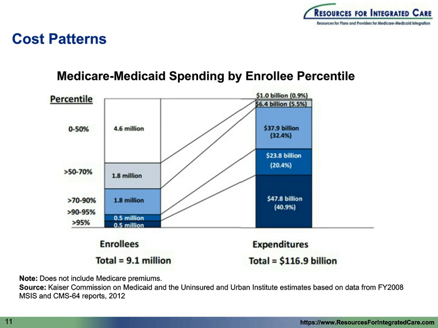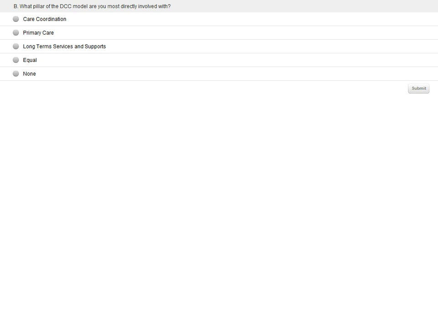So before I turn this over to Dr. Burrows, I would like to ask one additional polling question that will hopefully guide his part of the presentation here. The polling question is, what pillar of the DCC model are you most directly involved with? Care coordination, primary care, long-term care services and supports, equal, or none? So if you could submit your answer, Dr. Burrows will review it shortly. Now, Dr. Burrows, I'll hand it over to you.